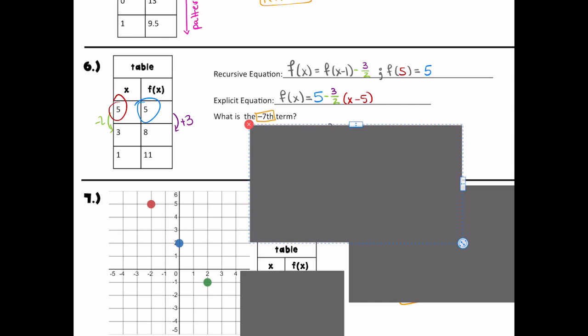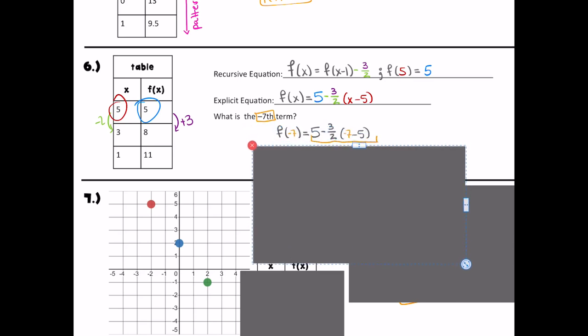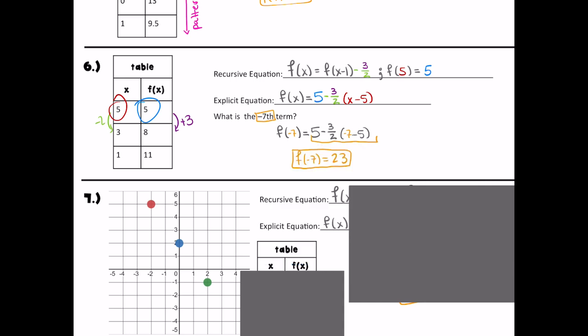So we're trying to find the negative 7th term this time. So we're replacing all of our x's with a negative 7. So this gives me 5 minus 3/2 times the quantity negative 7 minus 5. So type this into your calculator. Be careful. That orange negative 7 there, that's a negative symbol. So that's the button that's next to your enter in your calculator. So we should have gotten 23.